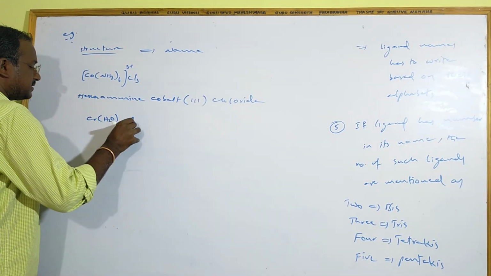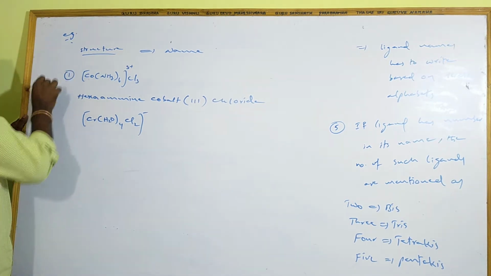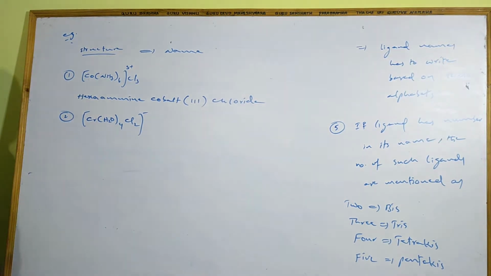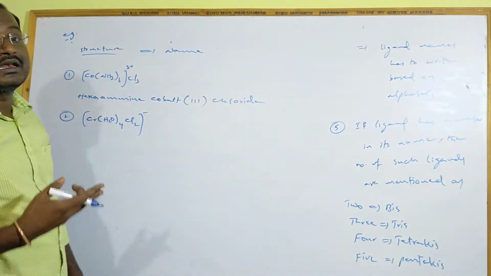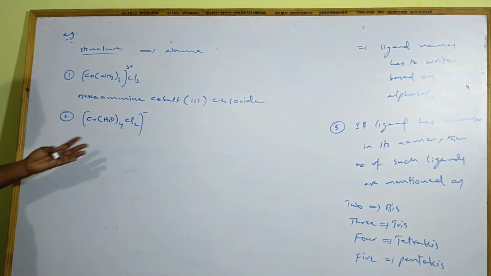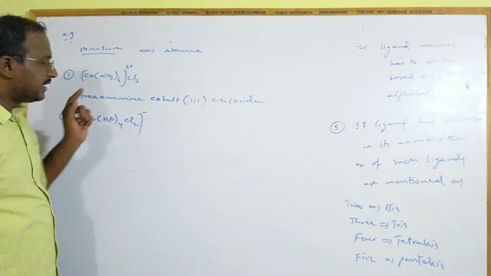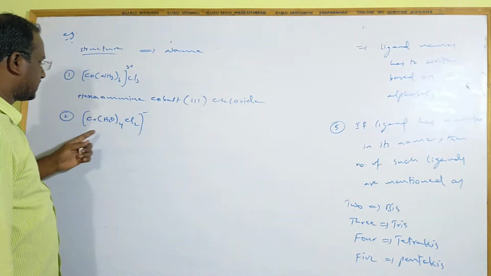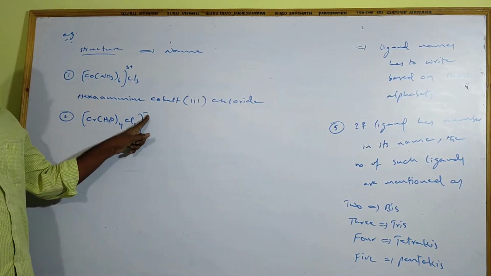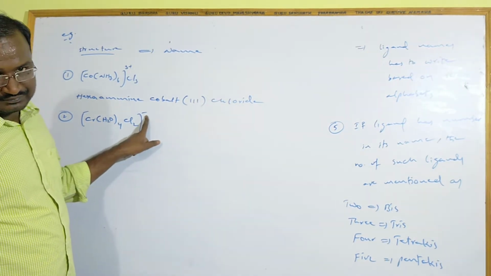CrH2O4 Cl2 minus. This is the first example. This is the second example. Once again, he has given the structure and we have to write the name. Rule: cation, anion identification. First rule. Here there is only an anion, no neutral molecule and no cation, directly an anion, because the whole complex has a minus charge.